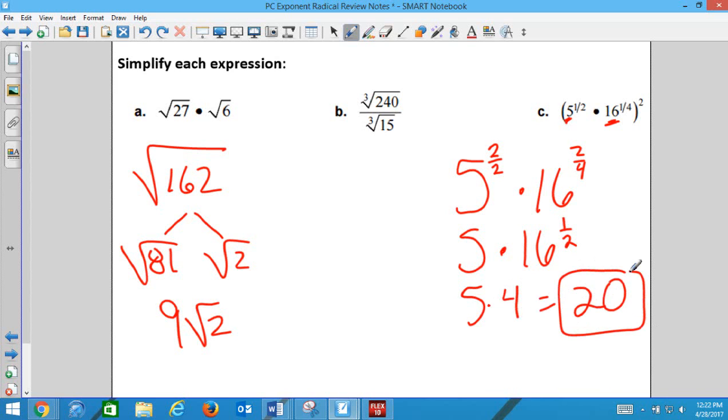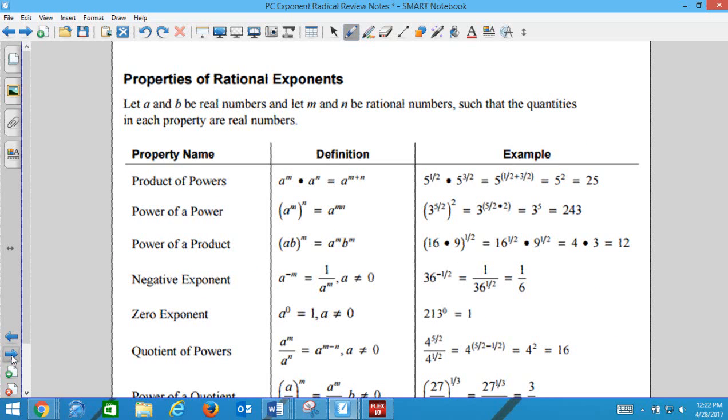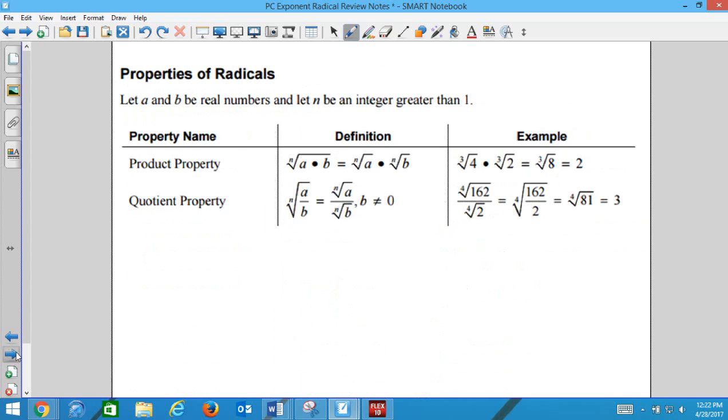Almost done. We're not doing the whole packet, by the way. I didn't know if you knew that. So that's all those properties that we skipped earlier, and those are the properties with roots.